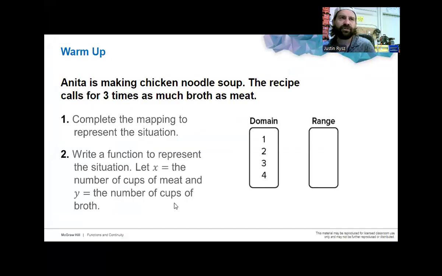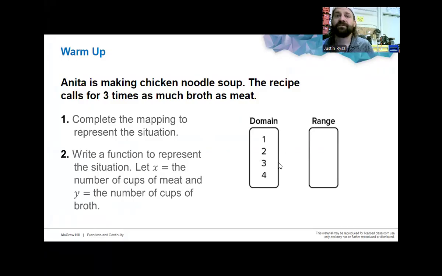So Anita is making chicken noodle soup. The recipe calls for 3 times as much broth as meat. What we want to do here is complete this mapping situation, and then we're going to end up writing a function where x is the number of cups of meat and y is the number of cups of broth.